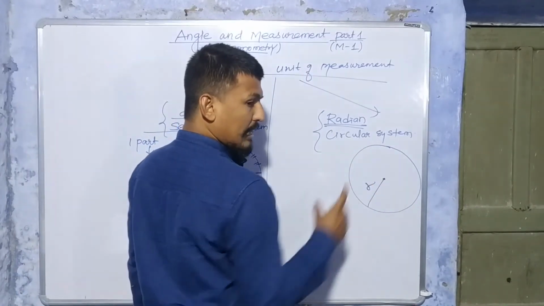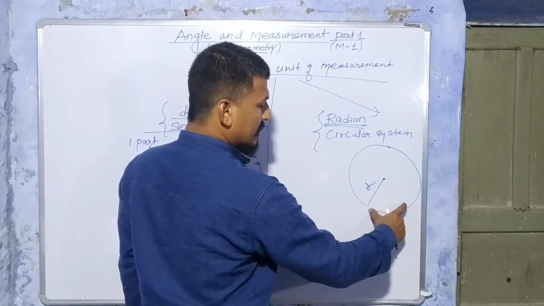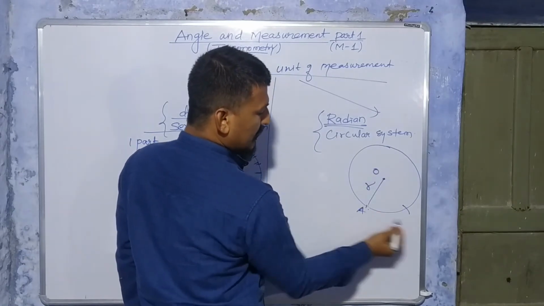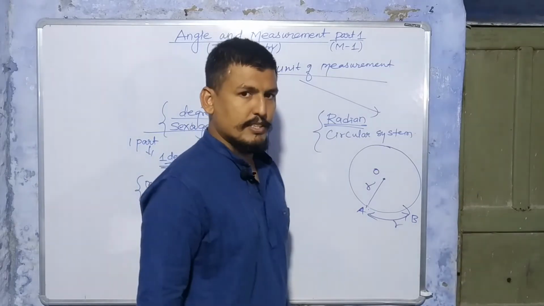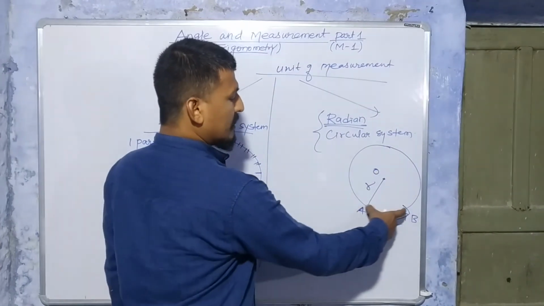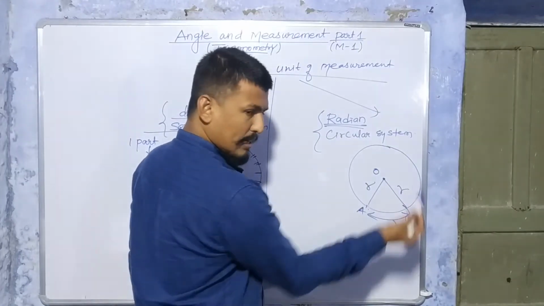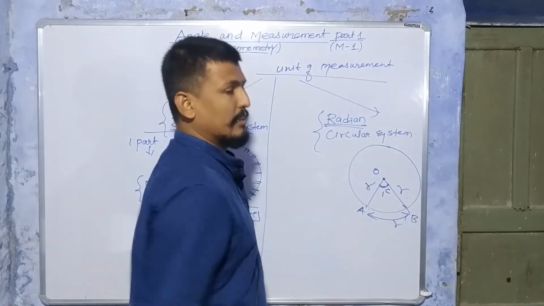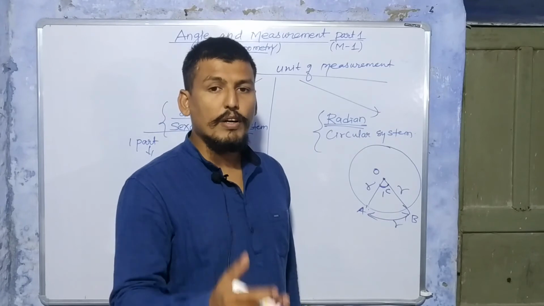Measure the length of this R and cut an arc equal to this distance, right? So if this is O, this is A, this is B, then this distance is also R. If the length of the arc is equal to the radius of the circle, then this angle is defined as 1 radian.